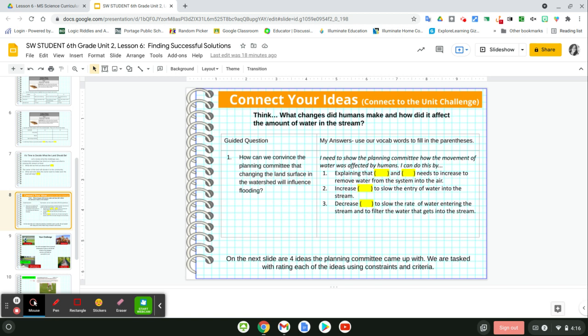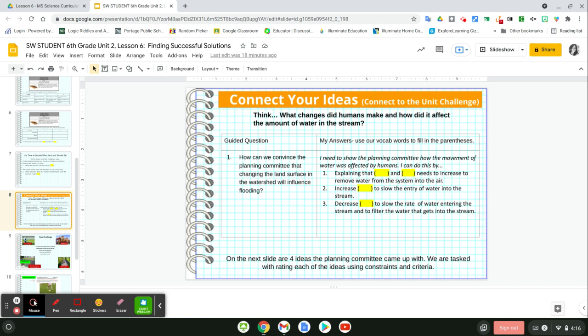Remember the driver of how water goes from the earth to the atmosphere, okay? And then what could we do as humans? How could we change the environment? How could we change the area that allows more water to go into the atmosphere? Because that's one thing we want to do: remove water from the area and get it to go into the atmosphere. So what could we do as humans to the area to get more water to go into the atmosphere?